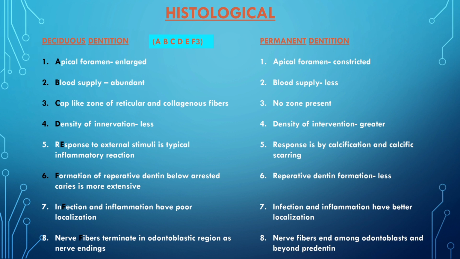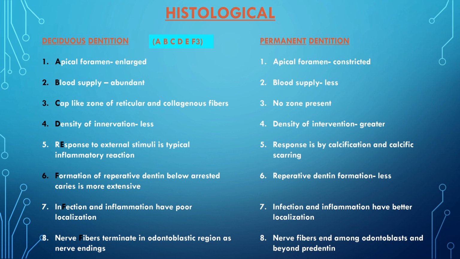For deciduous dentition, I have made up a mnemonic which is easy for anyone to memorize. So the mnemonic is ABCDEF3. A stands for apical foramen, which is enlarged. B stands for blood supply, which is abundant. C stands for cap-like zone of reticular and collagenous fibers. D stands for density of innervation, which is less. E stands for response to external stimuli, which is typical of inflammatory reaction.